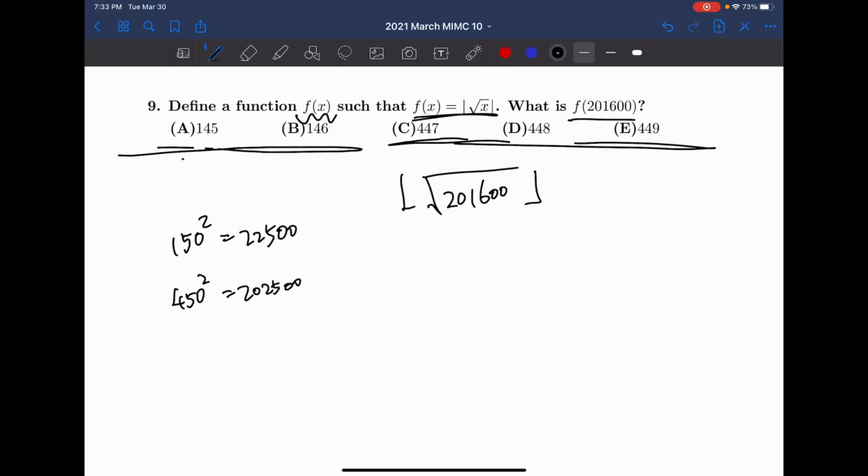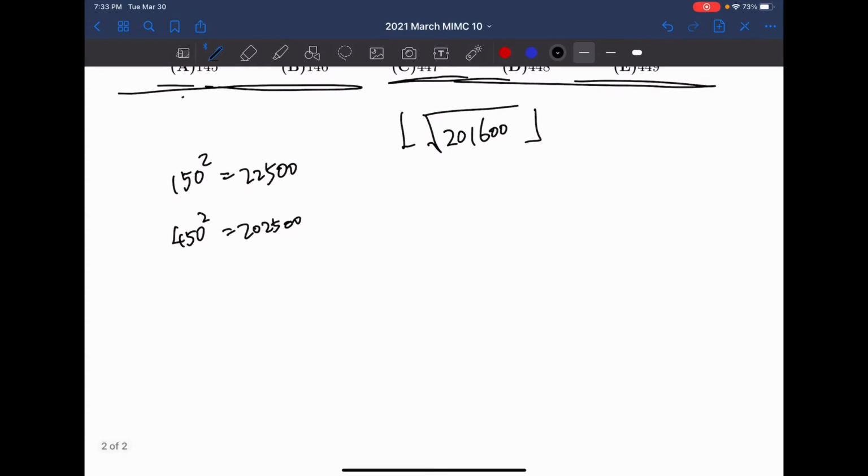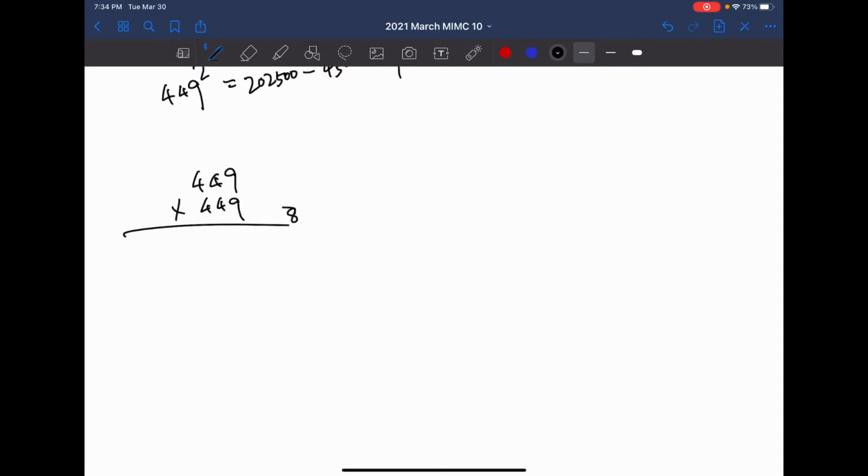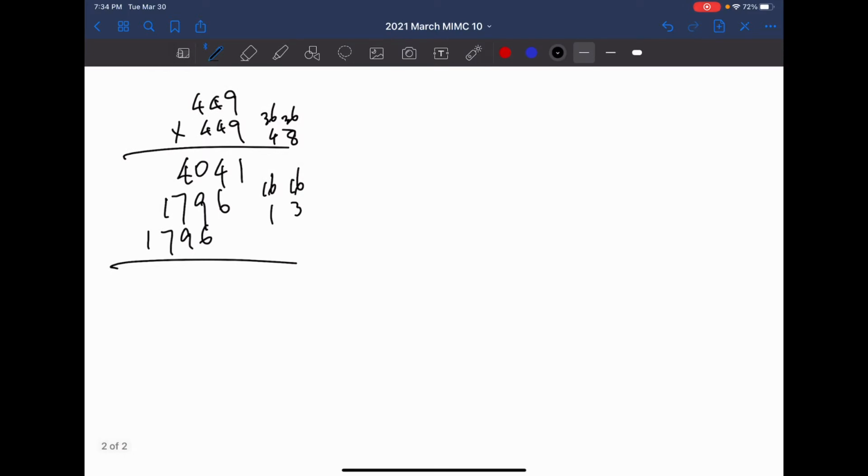And now there are two ways to calculate this, because 449 squared would be equal to 202500 minus 450 minus 449. Or you can just calculate it out with this. Right? Not so bad. 9 times 9 is 81, and so on, and just add all of these up together.